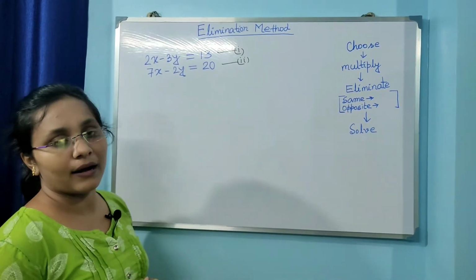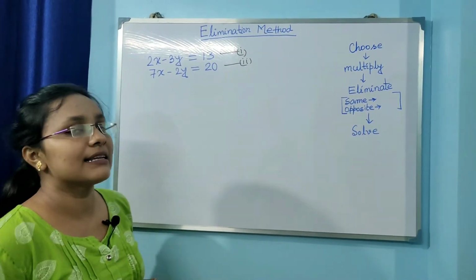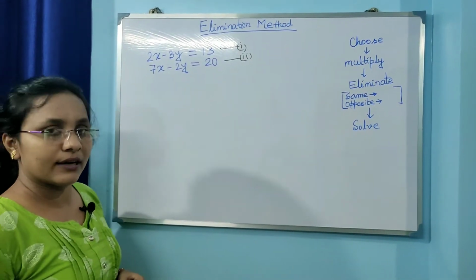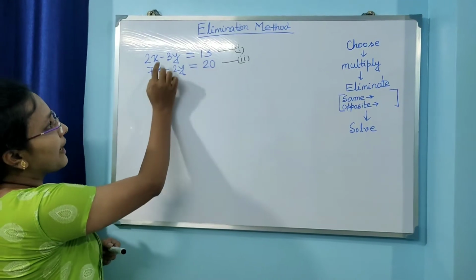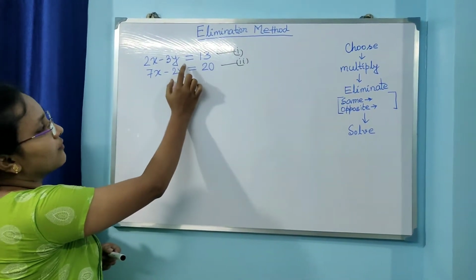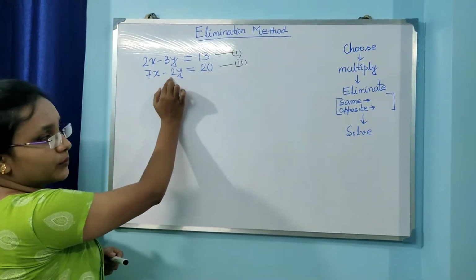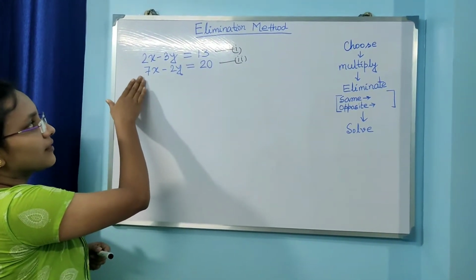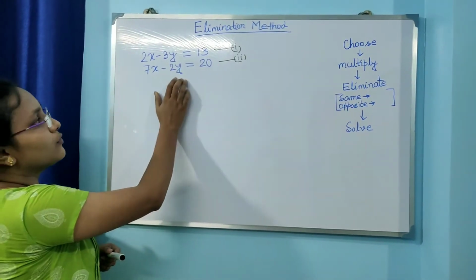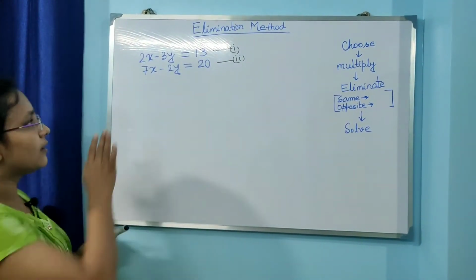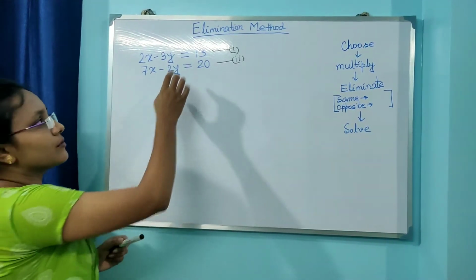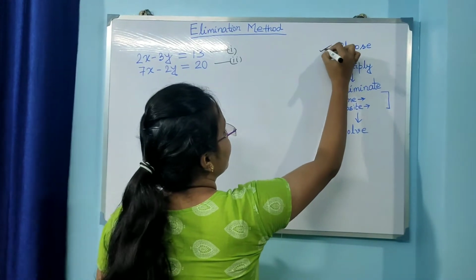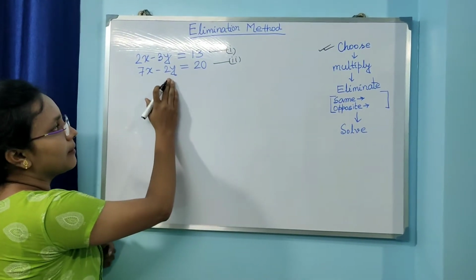It may be x or y, the decision is completely yours, but I suggest that you always choose the variable whose coefficient is comparatively small. So see, here the coefficients of x are 2 and 7 and the coefficients of y are 3 and 2. So these coefficients are comparatively small. So we choose the variable y. You can choose the variable x, but if you choose variable y, then it will be easy. So choose is done. The first step is done. I choose the variable y here.